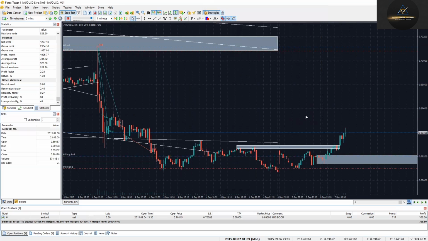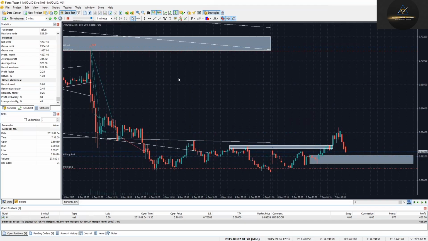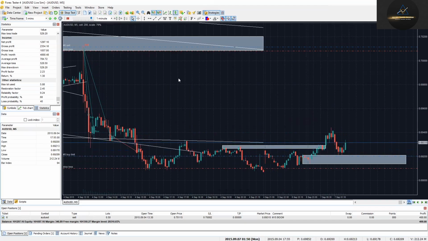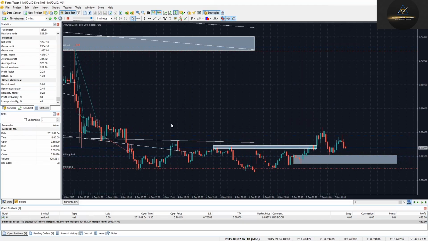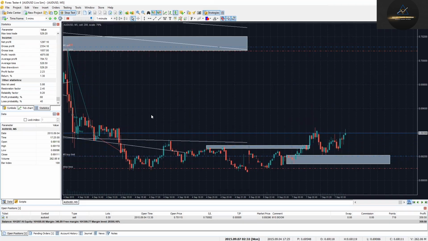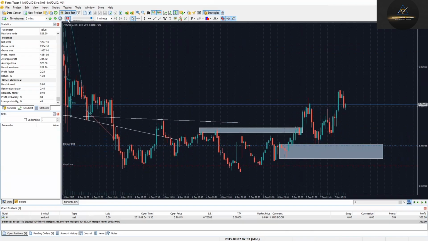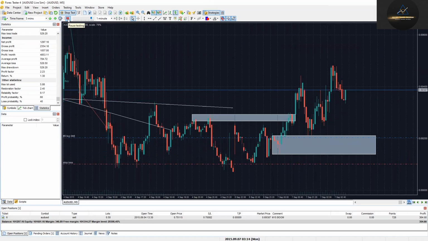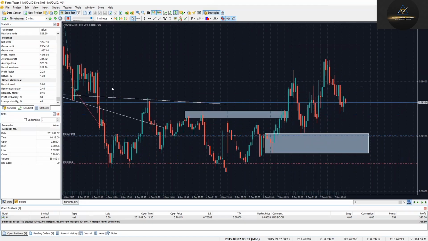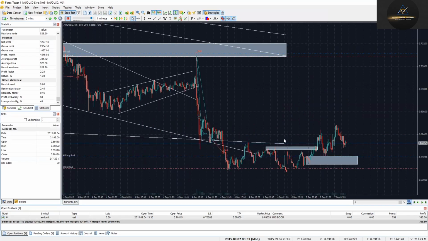Okay, so limit is placed. Let's press play. See what happens. Come on. Come on. Oh, so close to the entry. It happened again. Unbelievable. All right, we might get in. Oh man, that was so close. Yeah, this is the problem with being a sniper. You get these situations where it misses your entry by a whisker.